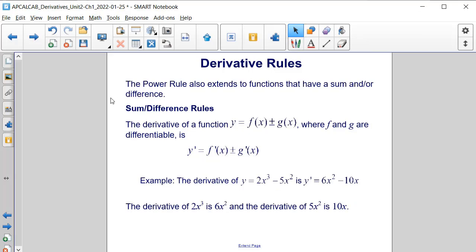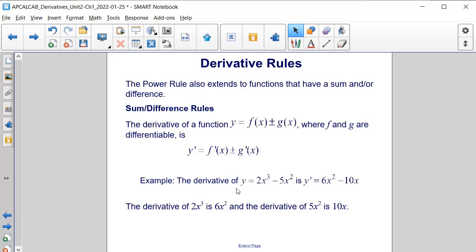The power rule also extends to functions that have a sum and/or difference. So the sum difference rule states that the derivative of a function y equals f of x plus or minus g of x, where f and g are differentiable, is that y prime is equal to f prime of x plus or minus g prime of x.